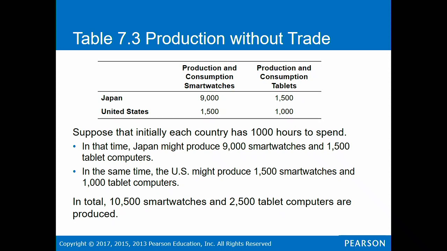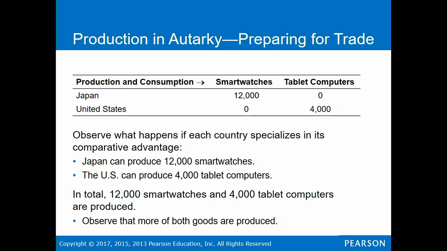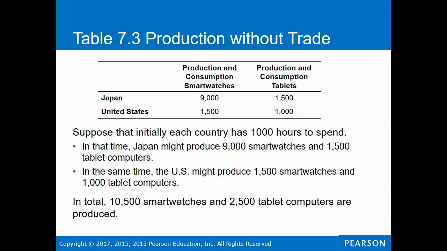Again, Japan has the absolute advantage, so they're going to produce a lot more than the US will. So between these two countries, Japan and the United States, we'll have 10,500 smartwatches and 2,500 tablets being produced and consumed. If you remember what we did with the production possibility frontiers before, this is what they're doing without trade. We'll show them with trade and see how much more total smartwatches and tablets are going to be produced and consumed.